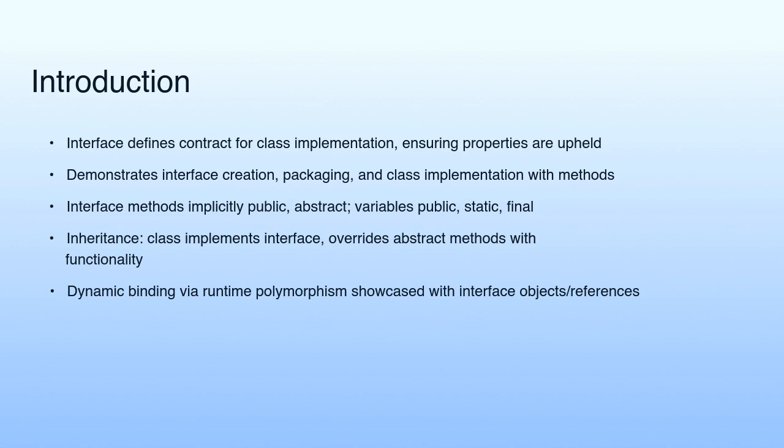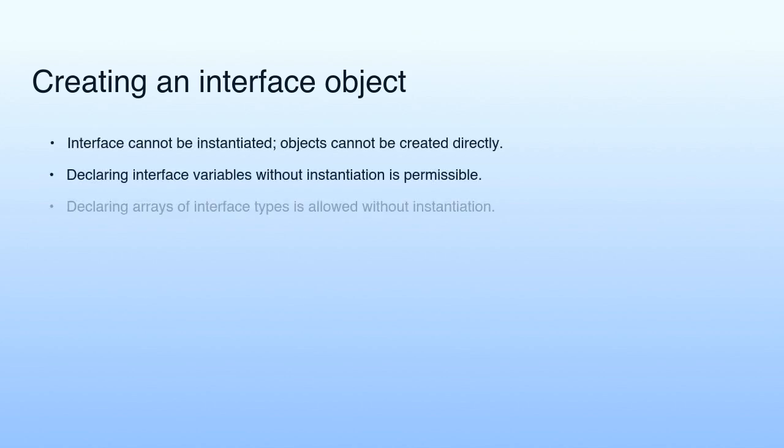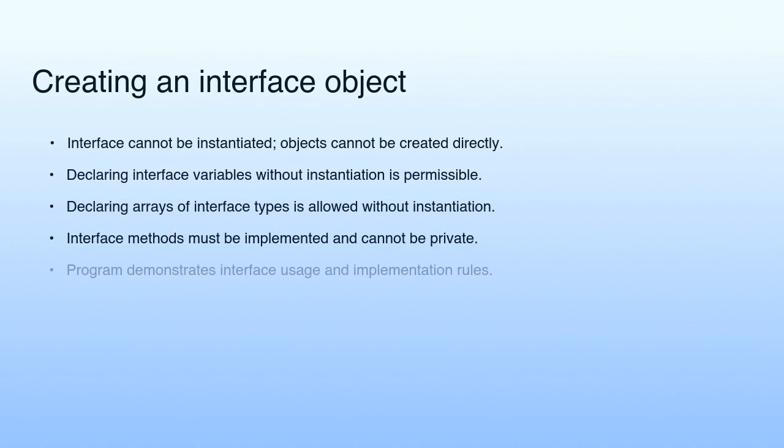A class can implement an interface and override its abstract methods with functionality, showcasing dynamic binding through runtime. Polymorphism with interface objects and references. While an interface itself cannot be instantiated and objects cannot be created directly from it, declaring interface variables and arrays of interface types is permissible without instantiation.